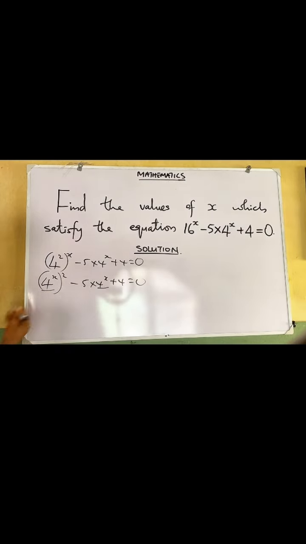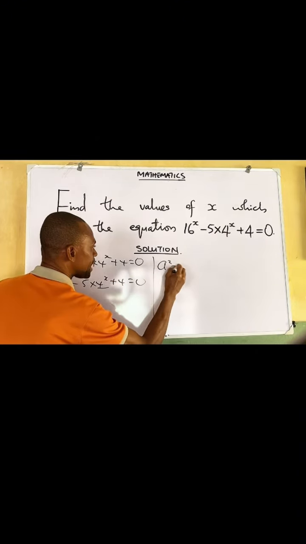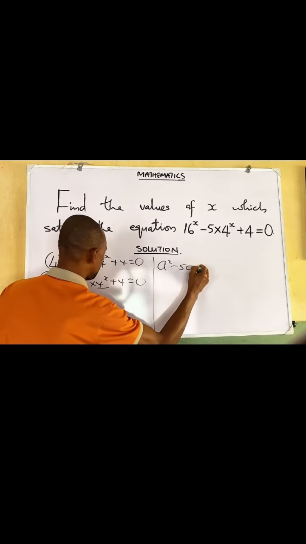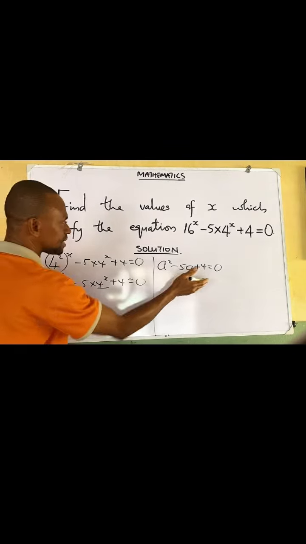Now you can look at this 4 raised to the power x, and this 4 raised to the power x. So let's call that 4 raised to the power x, a. Let a equal 4 raised to the power x. I hope it's clear. So when we substitute a for 4 raised to the power x, we have a squared minus 5a plus 4 equals 0. I hope it's clear. Now we have formed a quadratic equation.